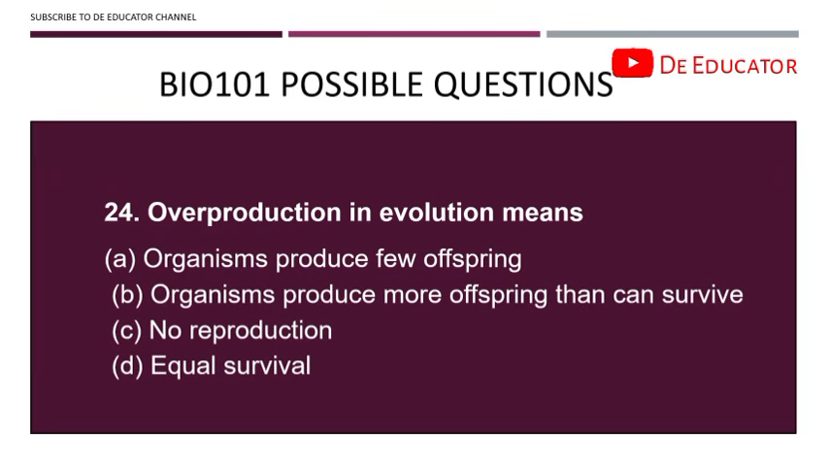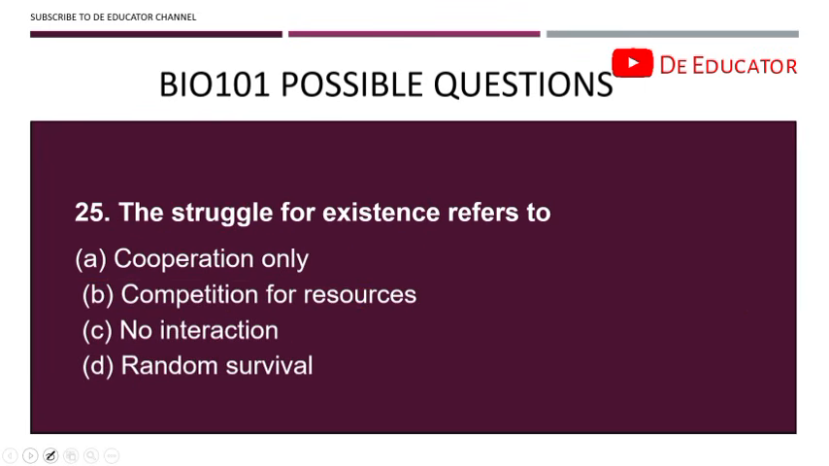24. Overproduction in evolution means when organisms produce more offspring than can survive. That is what we mean by overproduction. 25. The struggle for existence refers to, we already did this in the first video where we talked about characteristics of living things, and one of the characteristics is this struggle. They must struggle, right? And this struggle is known as what? Competition for resources.